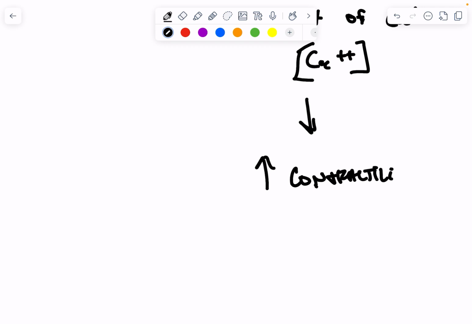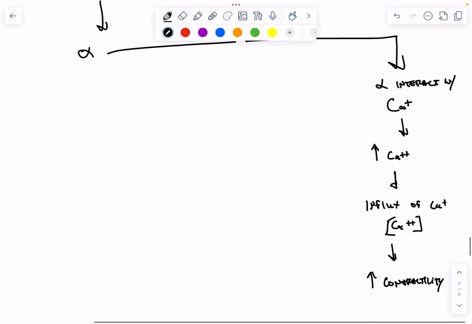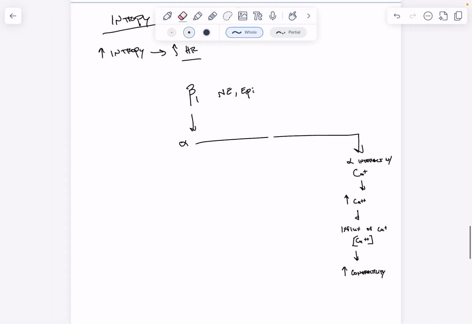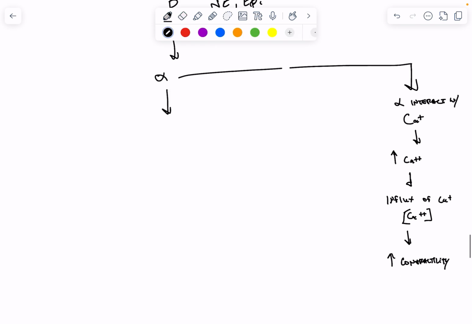Because now, with the increased amount of calcium present in the cell, there's more calcium that can bind to troponin, which can move troponin off of tropomyosin, allowing the myosin heads to bind, which, as we know from the last unit, increases contractility. Okay. That's one way it can happen.